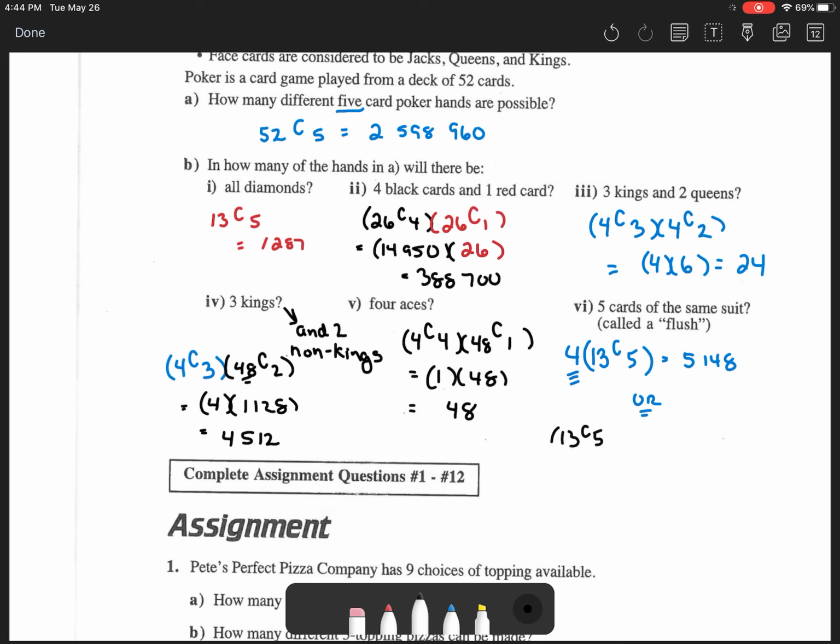5,148. Now, if you don't like that explanation, okay, here's the other one. Well, you would go 13 choose 5. So that could be your hearts. Or you could go 13 choose 5, and that could be your spades. Or you could have 13 choose 5 for the clubs. Or you could have 13 choose 5. What am I missing? Hearts, spades, clubs, and diamonds. Okay, so you can see it's the same calculation 4 times, and that will still be 5,148. Okay, same end result. So either way that you think about it, you get the same result.